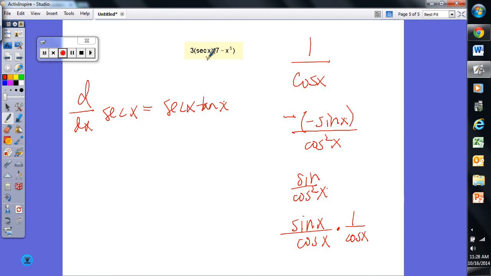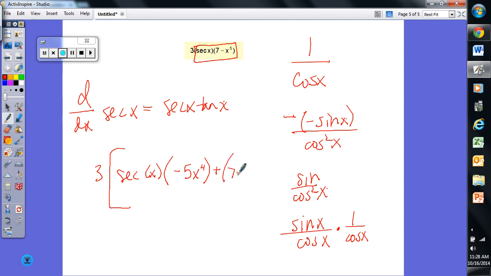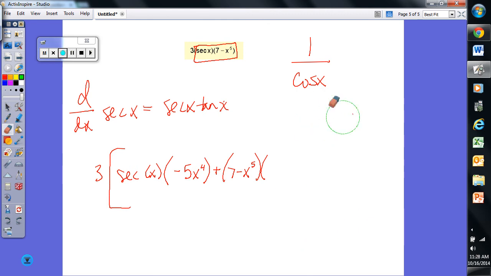So we're going to do 3 times, and then the product rule of these two things. Does that work? Yes. If you think of it as this being one term and the 3 being another term, you do first times derivative of the second, plus second times derivative of the first, which is 0, so that wouldn't even matter. So we can just put the 3 out in front and take the derivative of this part. First times derivative of the second, secant x times negative 5x to the 4th, that's the derivative of the inside, plus second, 7 minus x to the 5th, times derivative of the first, which is secant x tangent x. That's your final answer.